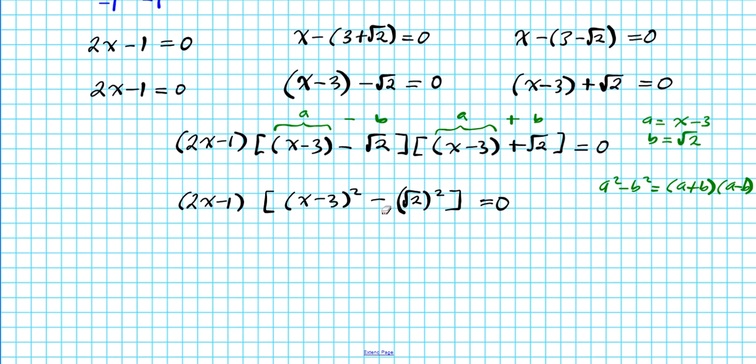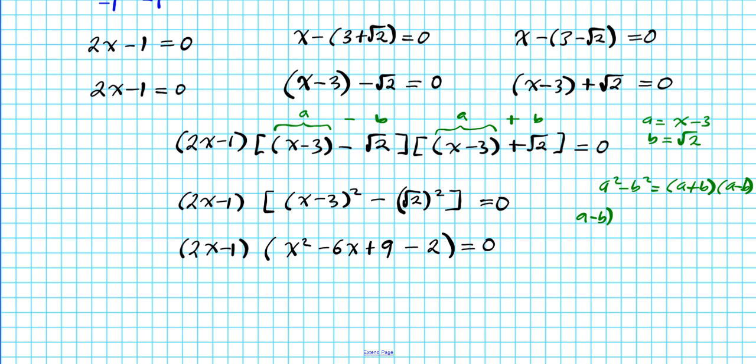Now let's proceed to simplify further. If you look at the term on the right side here, we bring down 2x minus 1. We have x minus 3 squared. We can use the formula that we went over earlier. X minus 3 squared is the square of a difference. So that can be written as x squared minus 6x plus 9. And then minus the square root of 2 squared is 2. Equals 0.